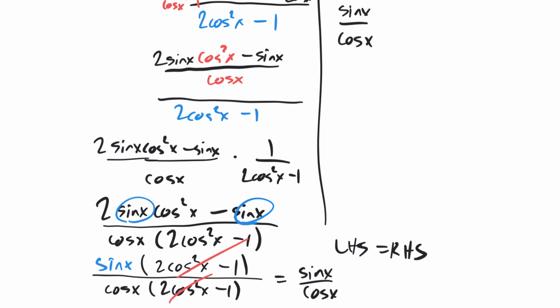And this is sometimes what happens. Your question feels like it gets worse before it suddenly gets better. When you're doing identities, sometimes things have to get a little more complicated, but eventually you should find something that cancels and simplifies it down.